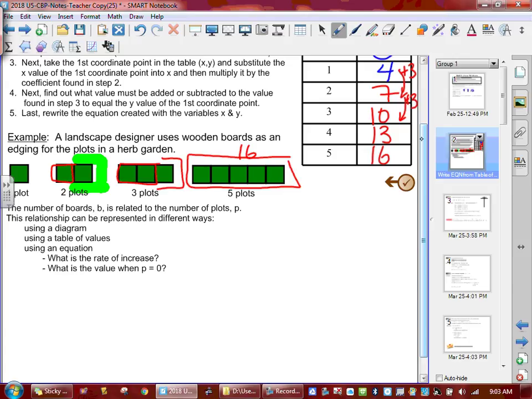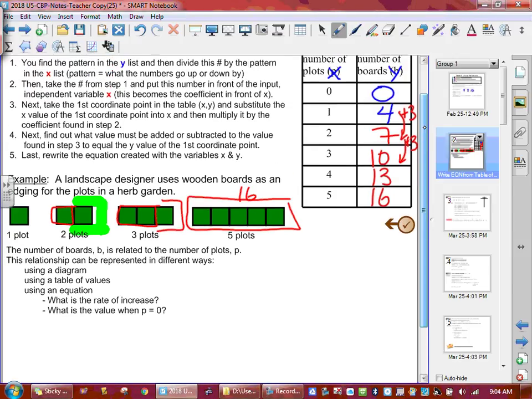Okay? Now, using this information, we're going to do exactly what it says in our steps here. Okay, so we're going to create an equation to match the information. So, to create an equation, it says you find the pattern in the Y list. So the pattern means, what is it going up by or what is it going down by?